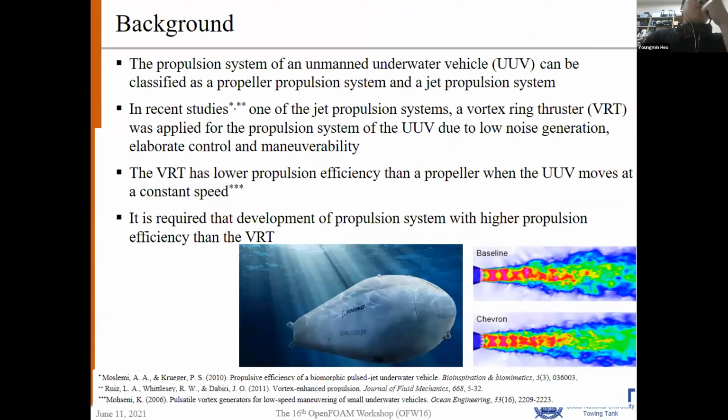The propulsion system of the unmanned underwater vehicle, so-called UUV, can be classified as a propeller propulsion system and a jet propulsion system. In recent studies, one of the jet propulsion systems, a VRT, was applied for the propulsion system of the UUV due to low noise generation, elaborate control, and maneuverability. VRT has lower propulsion efficiency than a propeller when the UUV moves at a constant speed. So it is required to develop a propulsion system with higher propulsion efficiency than the VRT.